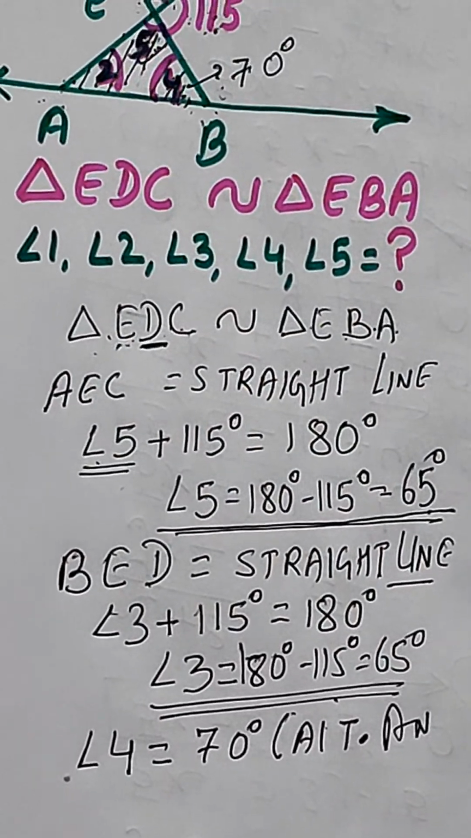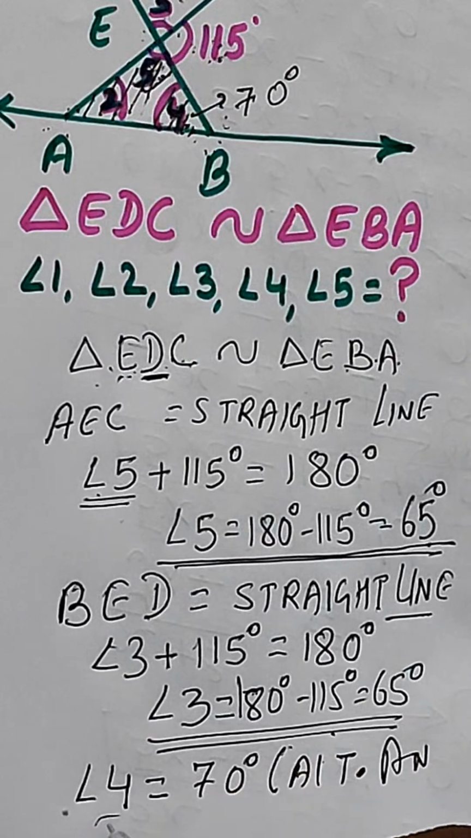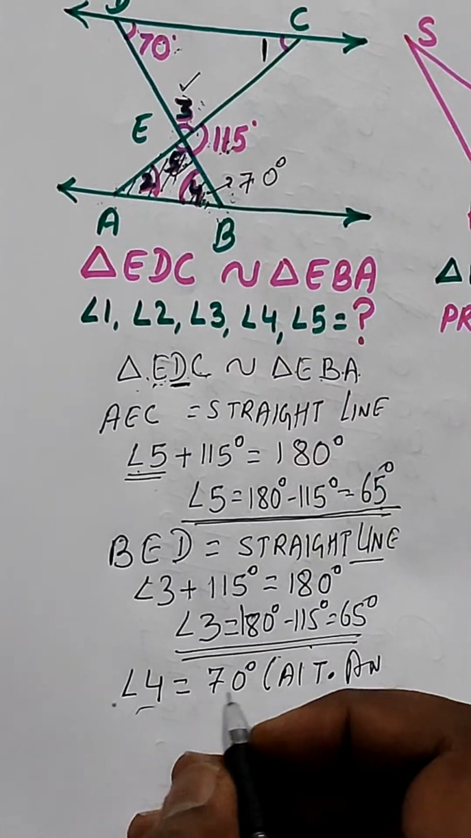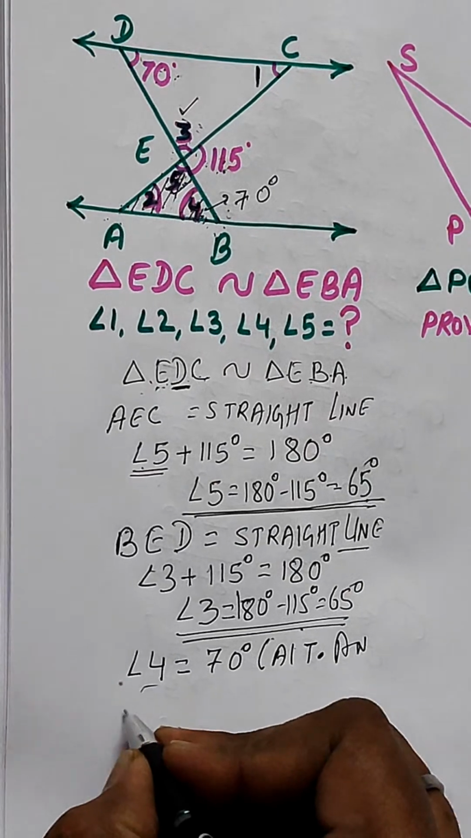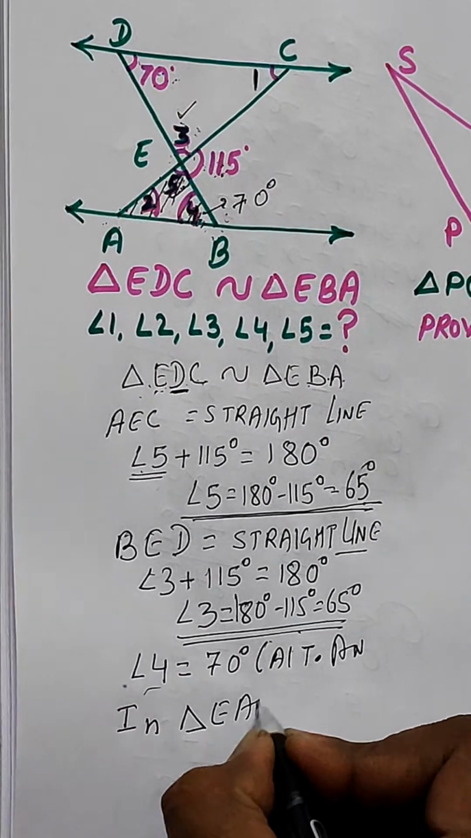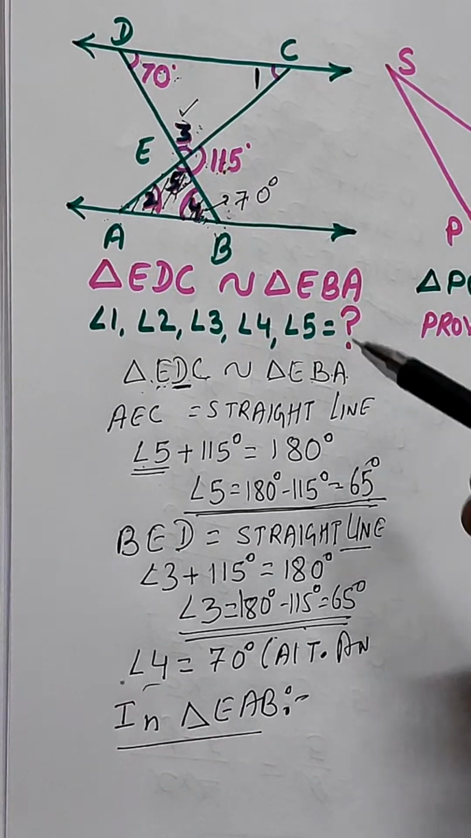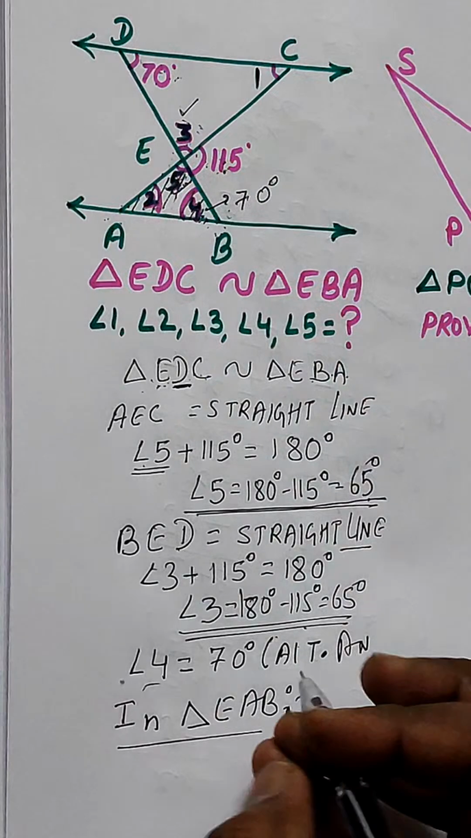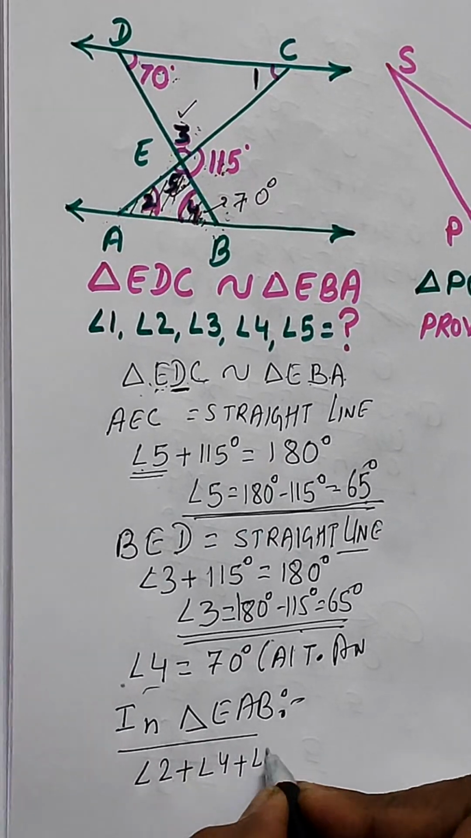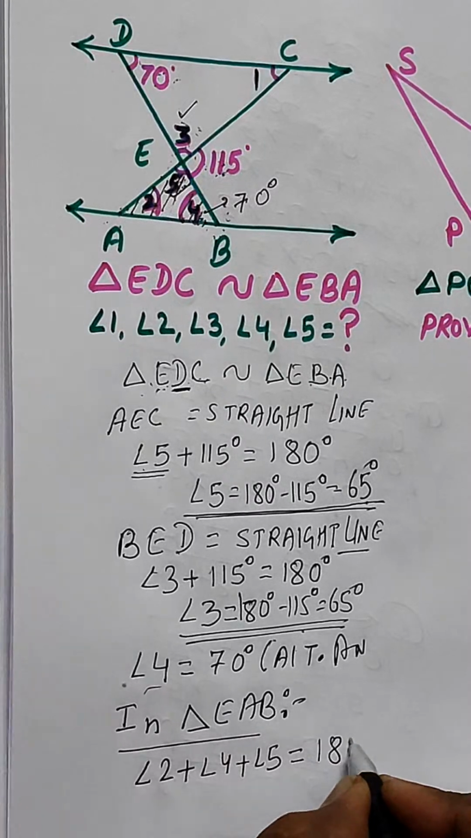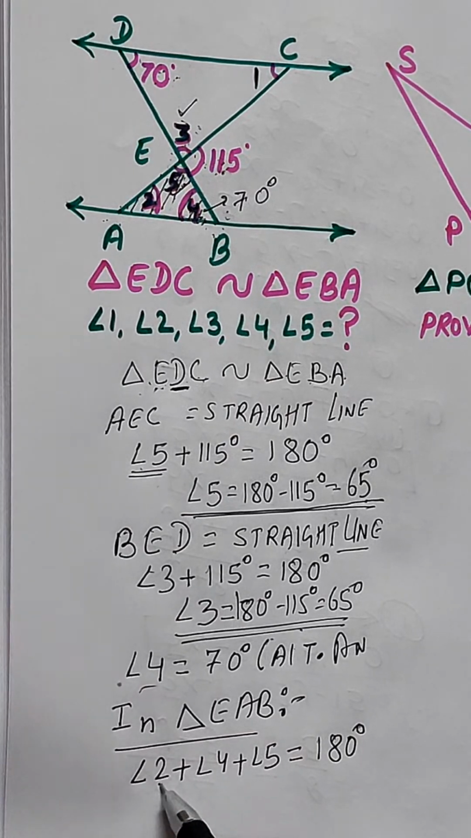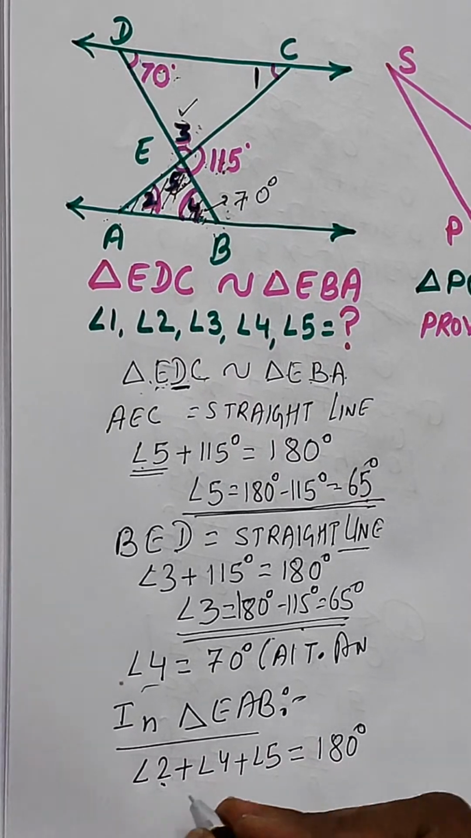So we can say in triangle EAB, since it's a triangle, the sum of all the angles of that triangle will be equal to 180 degrees. So angle 2 plus angle 4 plus angle 5 will add up to give you 180 degrees. Now, angle 2 is not known to you, so this will become a variable now.